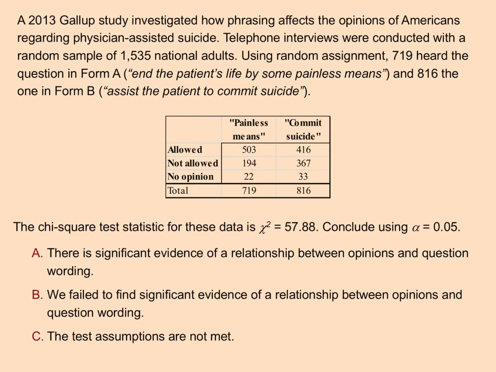All right, let's look at another example. A 2013 Gallup study investigated how phrasing affects the opinions of Americans regarding physician-assisted suicide. Telephone interviews were conducted with a random sample of 1,535 adults. Using random assignment, 719 heard the question in Form A, "end the patient's life by some painless means," and 816 heard it in Form B, "assist the patient to commit suicide." And that's the key phrase, commit suicide right there. It has a very negative connotation to it.